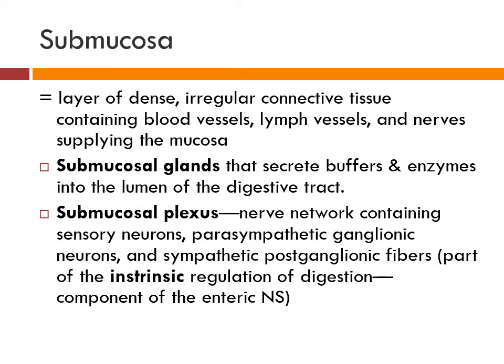The submucosal plexus is a nerve plexus that is sensory neurons, parasympathetic ganglionic neurons, and sympathetic postganglionic neurons. And all of that is part of the enteric nervous system or intrinsic regulation. So the enteric nervous system, if you remember from A&P 1, can function without the control of the central nervous system. However, it does also interact with them through sympathetic and parasympathetic fibers, but it does have the ability to function independently.